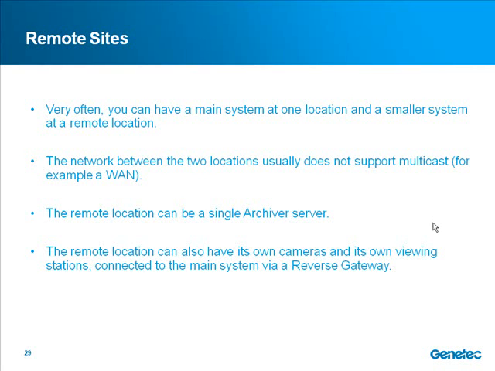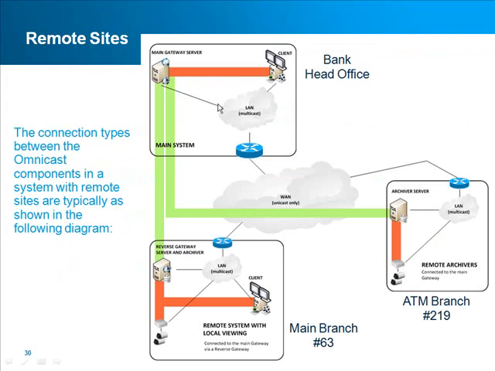Looking at our network setup diagram, we can see our main system here, with the main gateway connected via multicast and its local clients over a LAN. For example, let's say this is the head office of a bank. Outside of that, we have our two remote sites connected over a WAN using Unicast. These are our bank branches spread out over the city.